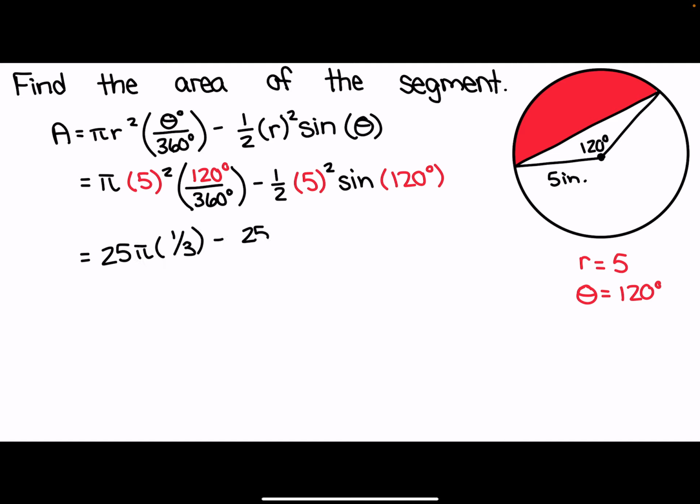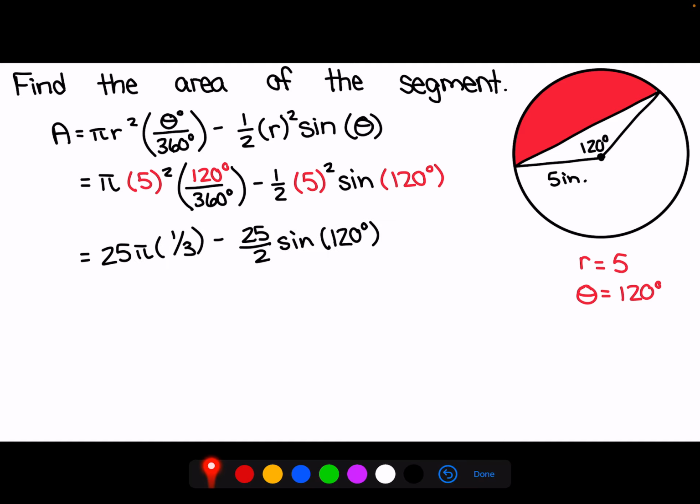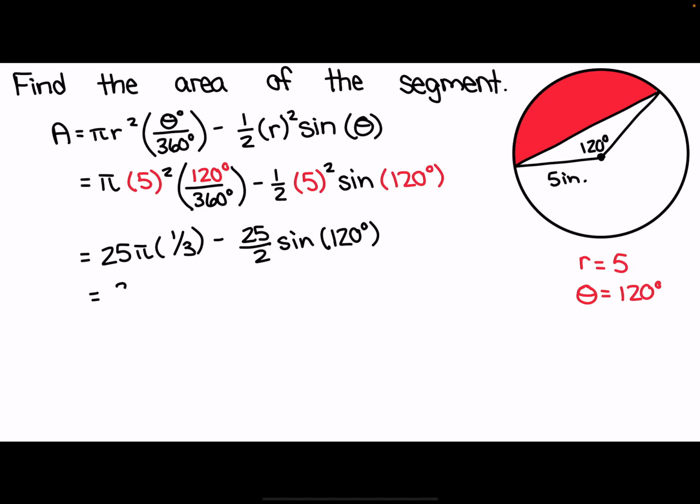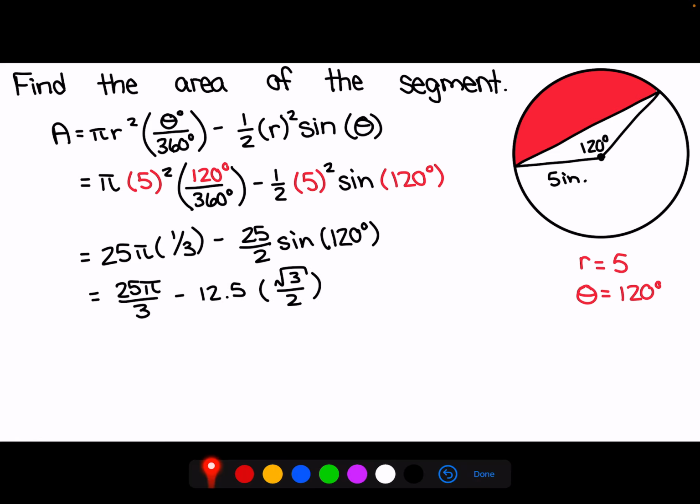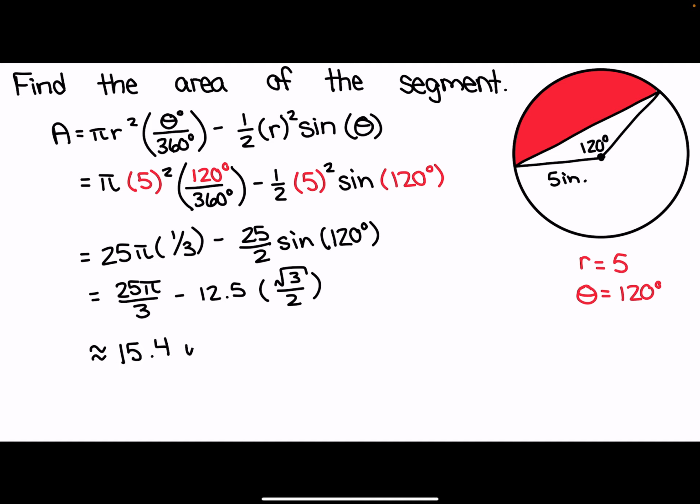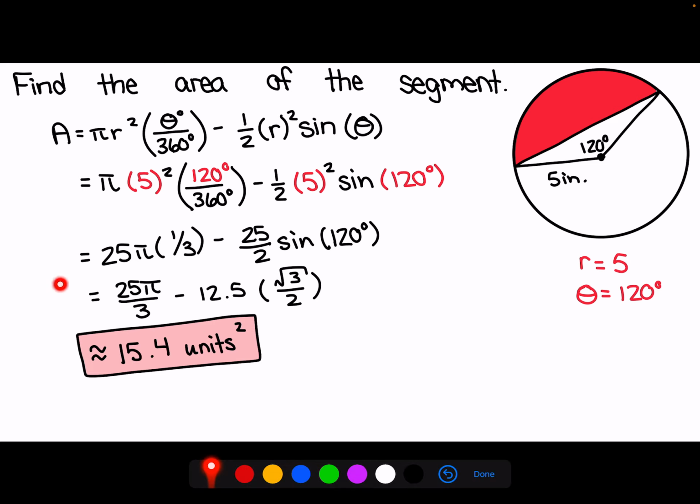And again, I just simplified it in my head. You can continue simplifying it as much as you'd like, or you can enter it into your calculator. 25 pi divided by 3 minus 12.5 times radical 3 over 2. That's what sine of 120 is equal to. If we enter this into our calculator, we'll get our final answer as about 15.4 units squared. And again, just continue simplifying it until you feel comfortable entering it into your calculator.